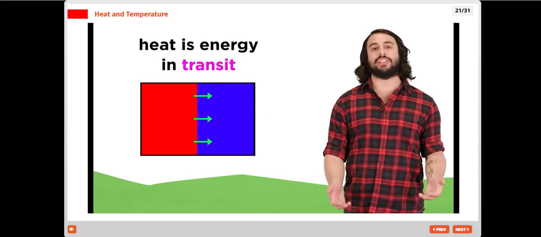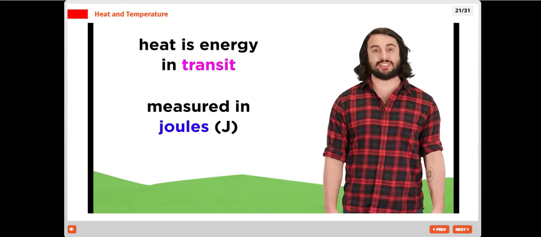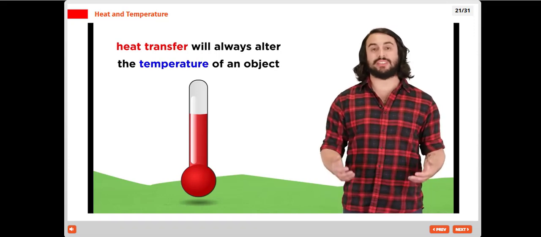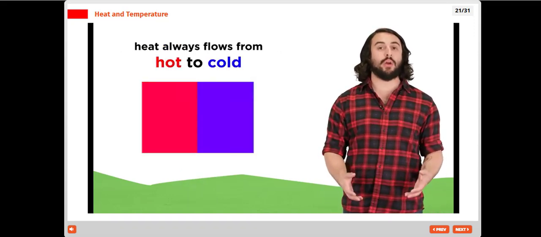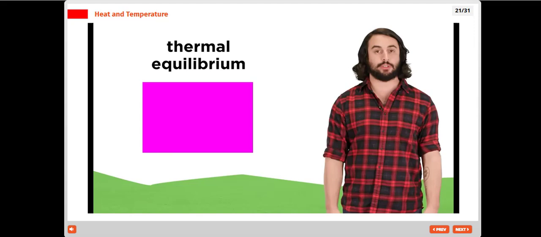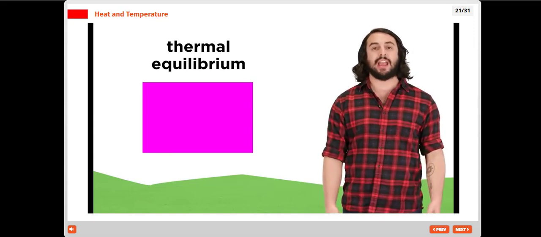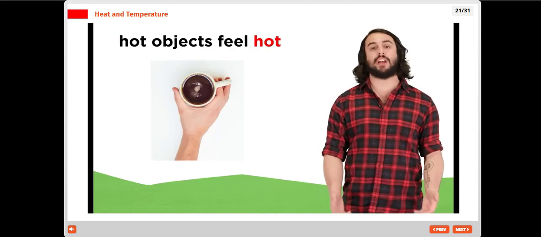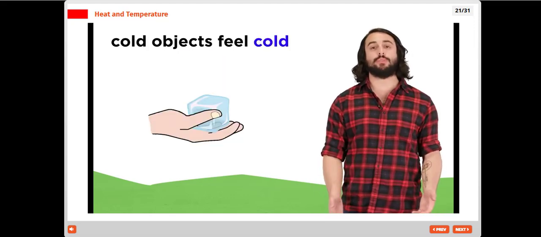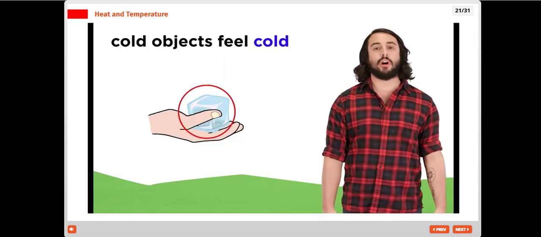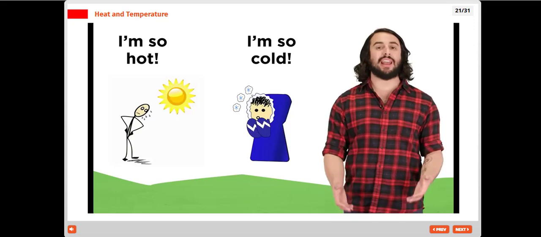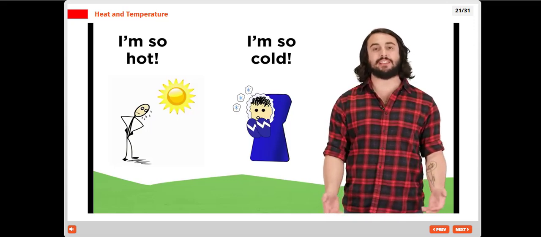Heat is therefore a kind of energy in transit and will be measured in joules just like any other kind of energy. Furthermore, the transfer of heat energy will always alter the temperature of an object, as heat will always flow from the higher temperature object to the lower temperature object until thermal equilibrium is reached. This is why hot objects feel hot and cold objects feel cold, because a hot cup of coffee, which is hotter than your hand, will transfer heat into your hand, while a cold piece of ice, which is colder than your hand, will cause heat to be transferred out of your hand and into the ice. These events produce the hot and cold sensations we feel in our day-to-day lives.